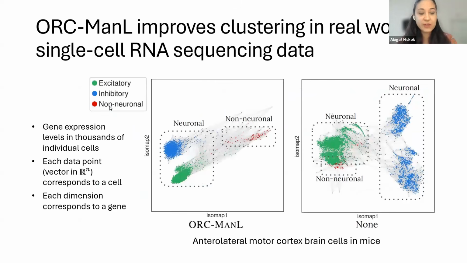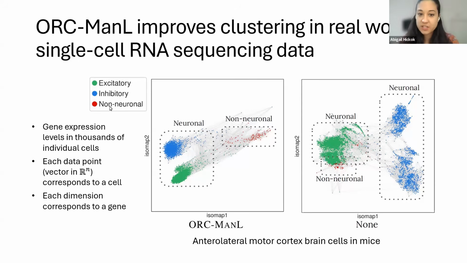We also looked at some real world data sets. Here we're looking at a single cell RNA sequencing data set. We have a population of cells on the order of 10,000, so every data point here corresponds to a cell. For every point, we have a high dimensional vector where every dimension corresponds to a gene, and we're looking at gene expression levels of each gene for each cell.